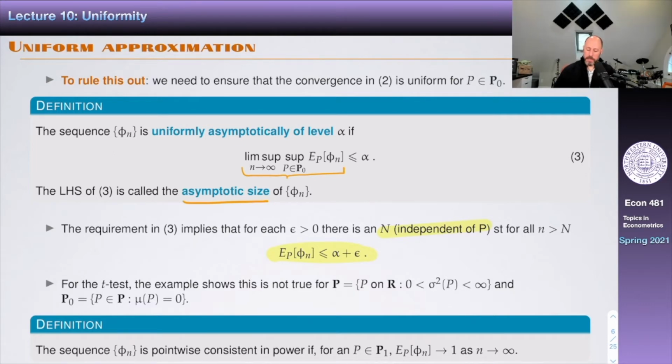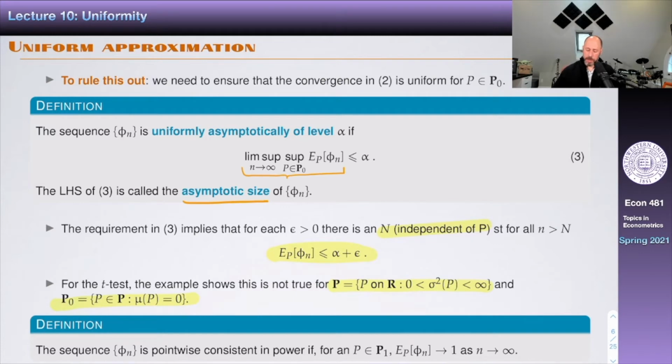And so for the t-test, the example that we show essentially shows that this is not true for these families of distributions that we described. Okay? So the only thing that we can conclude right now is that this definition looks great, but that the t-test does not satisfy this for the families of finite second moments type of distributions.